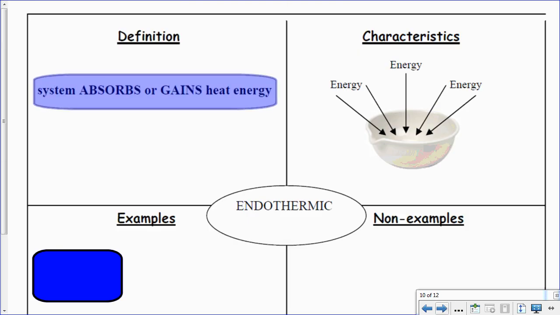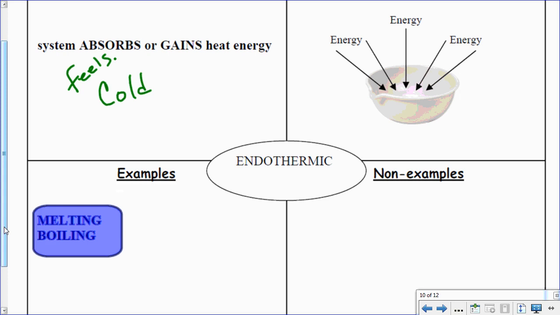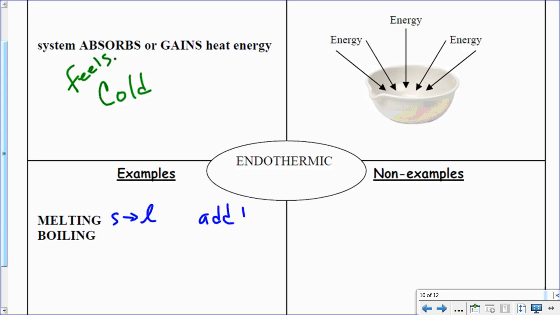Definition of endothermic. System absorbs or gains heat. To you, this should feel cool or cold, especially if there's not a phase change going on. When there's a phase change, that's going to be melting and boiling. So melting is going from solid to liquid. In order to do that, I have to add heat. So think about it that way. And boiling is going to go from liquid to gas. In order to do that, again, I must add heat. Non-examples will be all exothermic reactions.